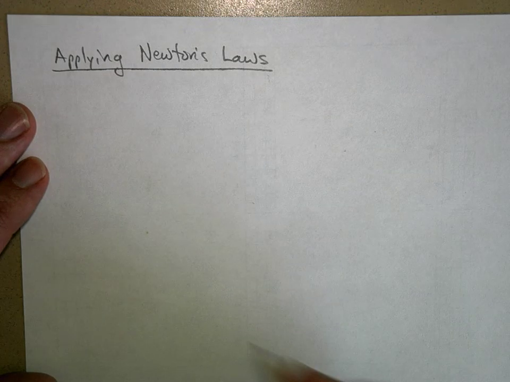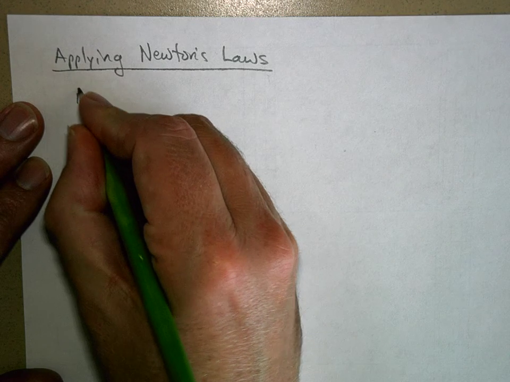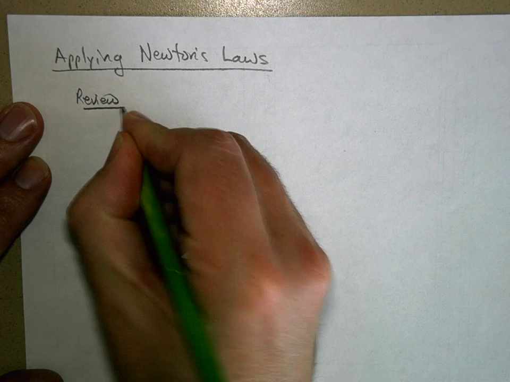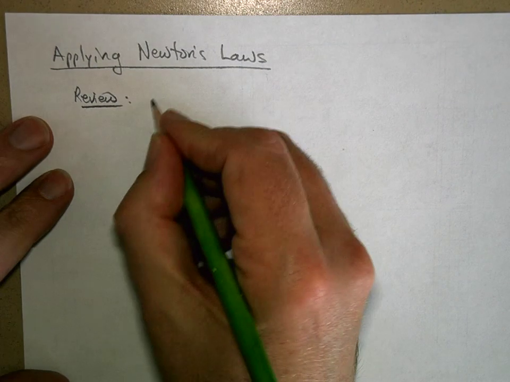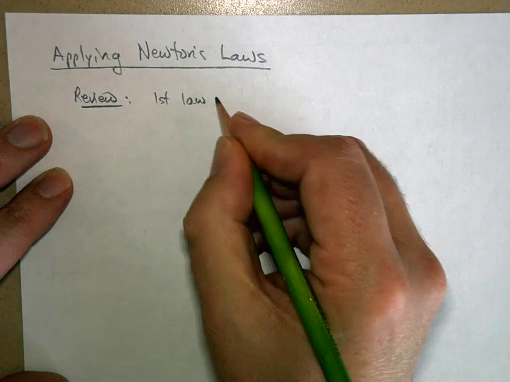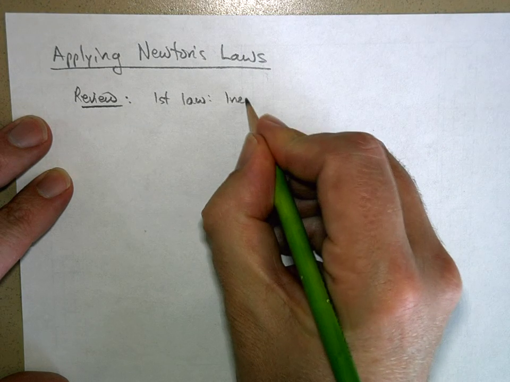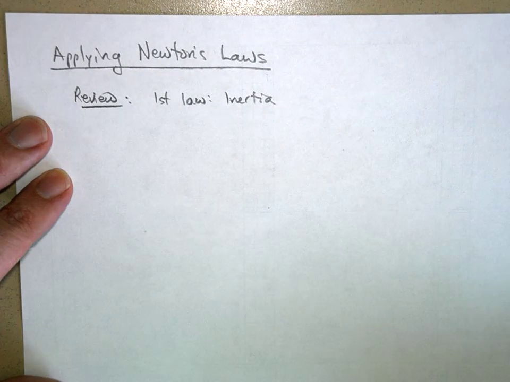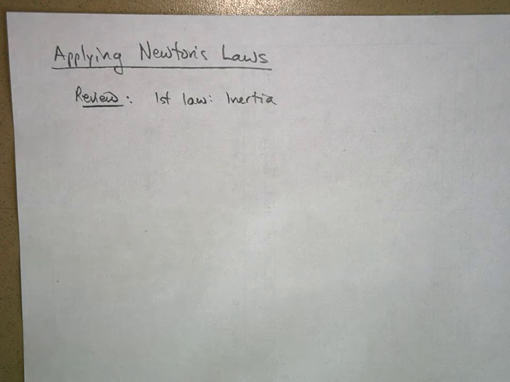Let's review first Newton's laws. So let's review a little bit. We had his first law, which was the law of inertia. Now, I'm not going to write out the whole thing here, but it basically says objects don't change the way they're moving unless you force them to do so. So if an object is moving through space with a constant speed and constant direction, if there's nothing in that space to apply a force to it, it will just keep moving forever.